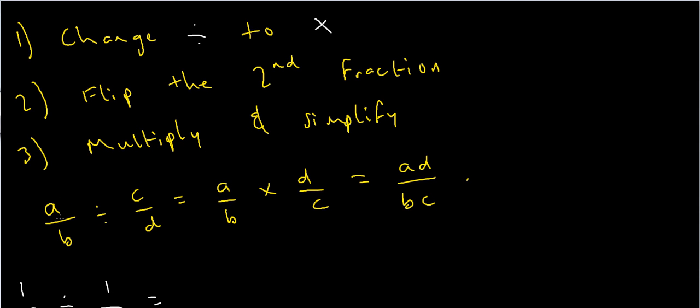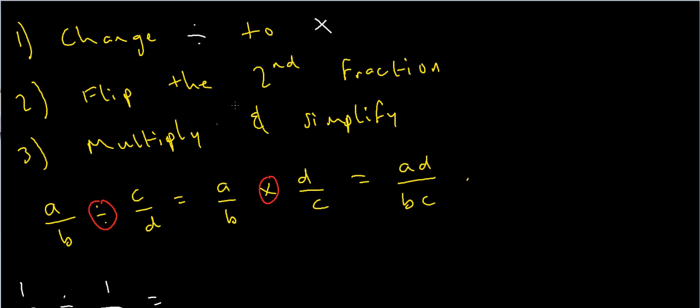Well, in this example, we've got a over b divided by c over d. So in this case, a, b, c, and d are just numbers. So the first thing that we do is we're going to take this divide sign and we change that to a times sign, as I've said to do up here. So this divide sign becomes a times sign. And the second thing we're going to do is flip the second fraction. So basically we just take this fraction and turn it on its head. So we take c over d and flip it over. And when we flip this fraction over, we get d over c, because the bottom one goes to the top and the top one goes to the bottom.